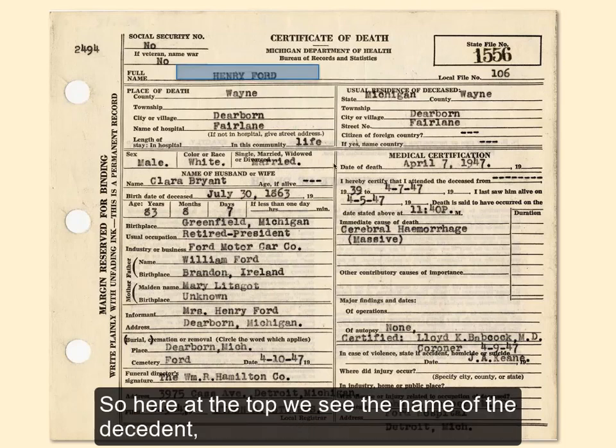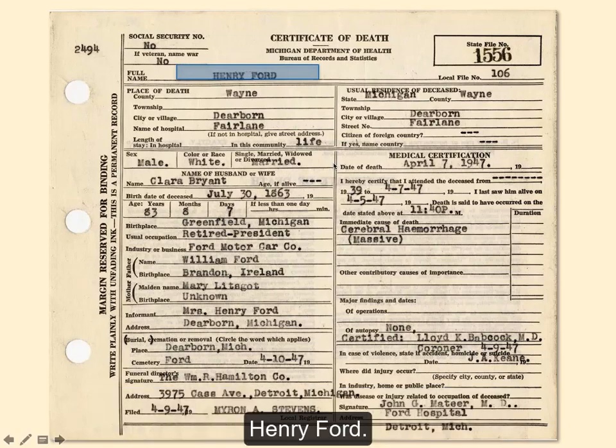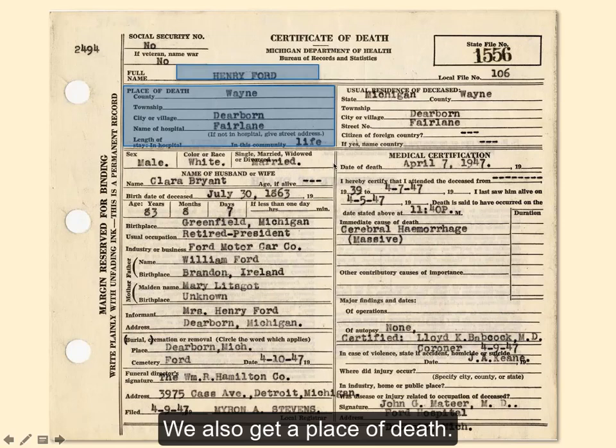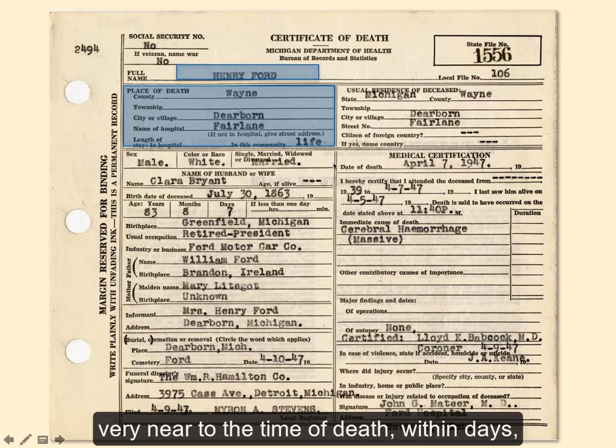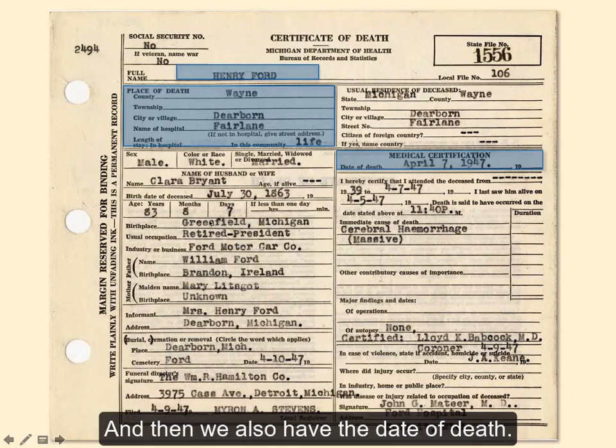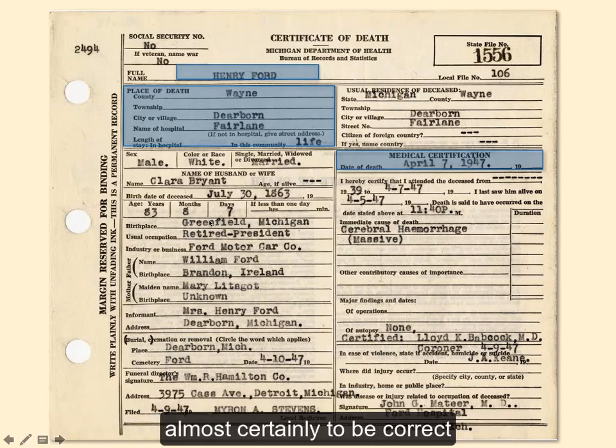So here at the top, we see the name of the decedent, Henry Ford. We could claim that that's primary information in this document. We also get a place of death. Again, this document was generated very near to the time of death, within days. So the informants almost certainly knew the place of death, and then we also have the date of death, again, information that would almost certainly be correct as they recorded the document.